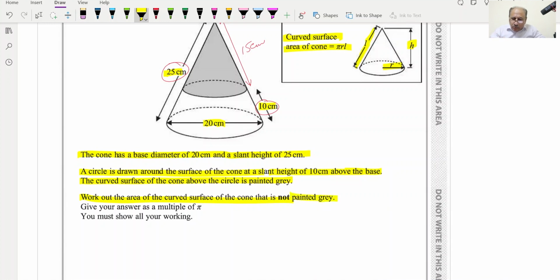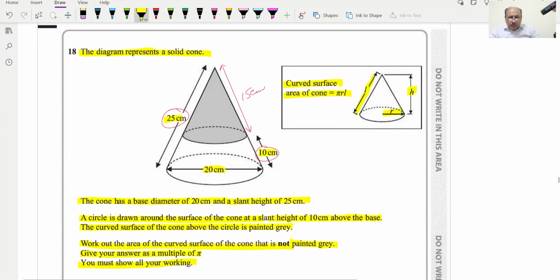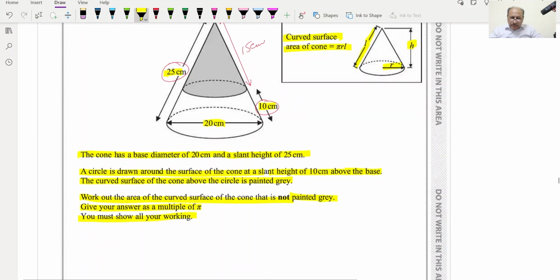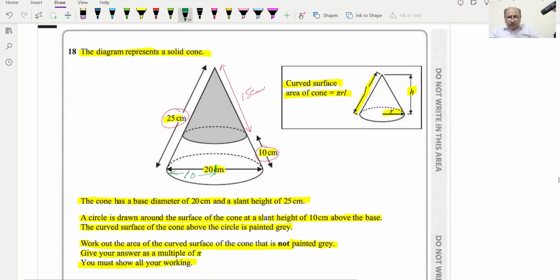Not painted gray means lower portion, white portion. Only the curved surface area of the cone is required. We don't require the base, so don't include the base in that one. Give your answer as a multiple of pi, and you must show all your working. First of all, we can find the radius, which will be half of this one, and up to this one the radius will be 10 centimeters, and the height we can find.